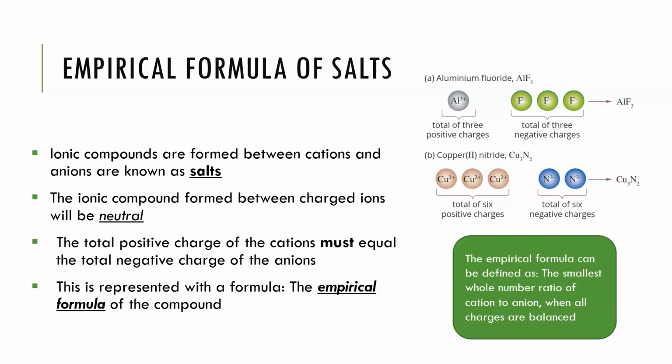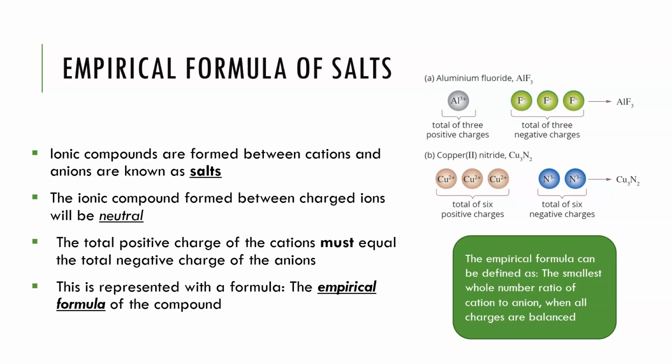So when we talk about the empirical formula of salts, what we're talking about is the chemical formula of ionic compounds. Chemists always refer to ionic compounds as salts. So where we say salt and mean table salt that we use for flavoring our food, when chemists talk about salts, they're talking about any ionic compound. Okay, so this could be aluminium fluoride, copper nitride, magnesium chloride, calcium carbonate. If it's an ionic compound, we can refer to it as a salt.